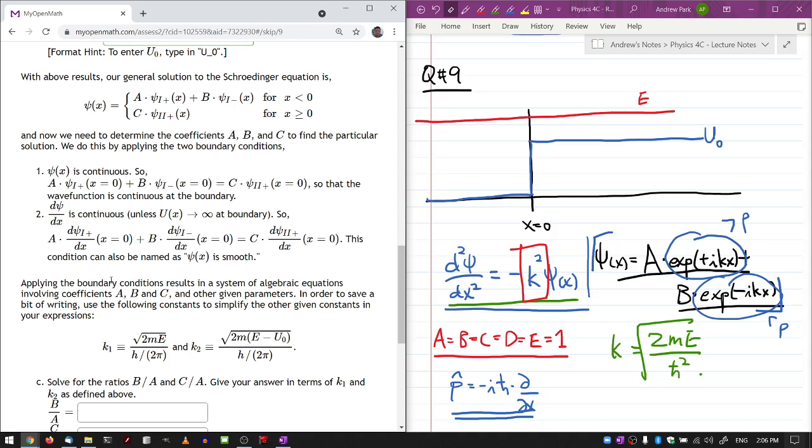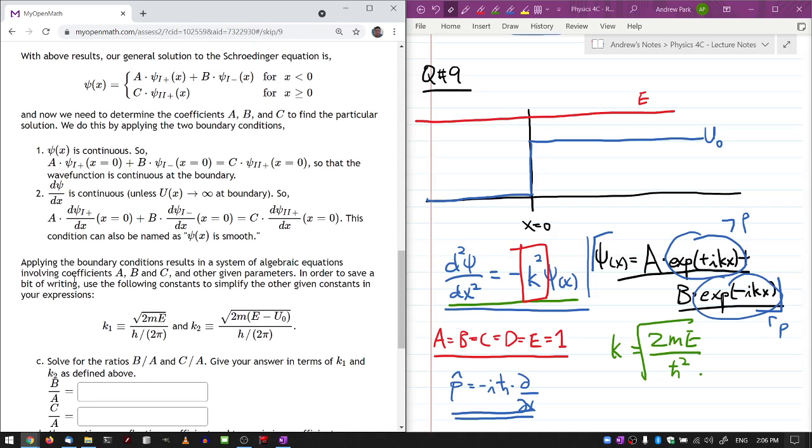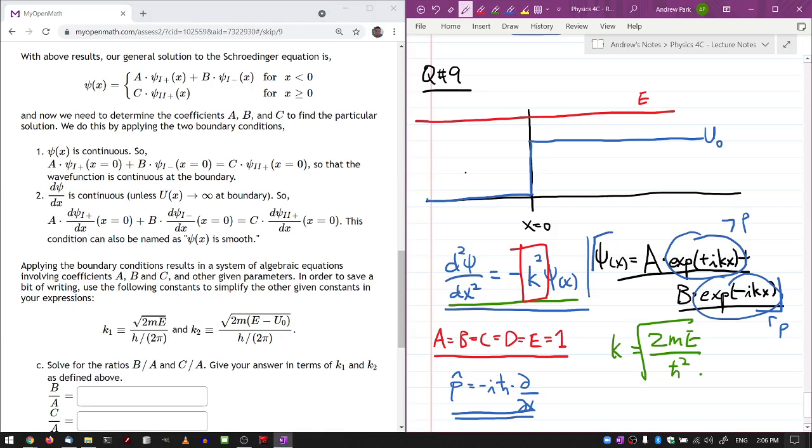It says applying the boundary conditions results in a system of algebraic equations involving coefficients A, B, and C and other parameters. In order to save a little bit of writing, use the following constants to simplify the other given constants in your expressions. I think K1 is already what I was using as K, and K2 will be what I can use for region 2. So this is region 1 and this is region 2.